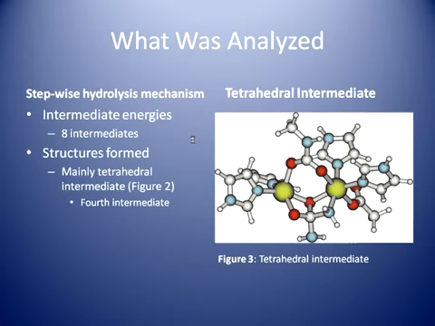Now, what was analyzed about urease was this stepwise hydrolysis mechanism. The intermediate energies of each intermediate form, which was a total count of 8 intermediates, were analyzed. And one of the main structures that was analyzed was the fourth intermediate, which was a tetrahedral intermediate. The tetrahedral intermediate structure can be found in between the two nickel ions, which are highlighted in yellow in the image shown to your right.